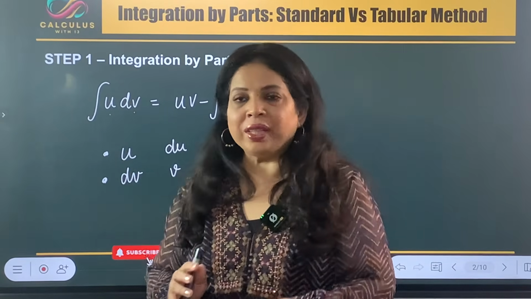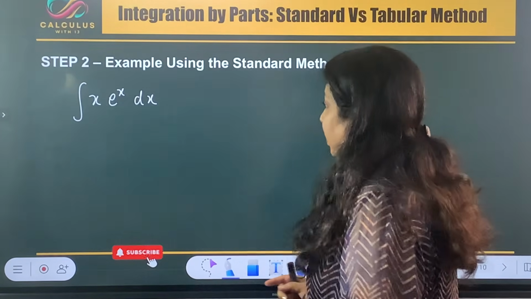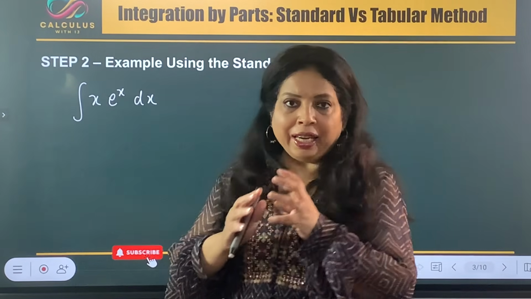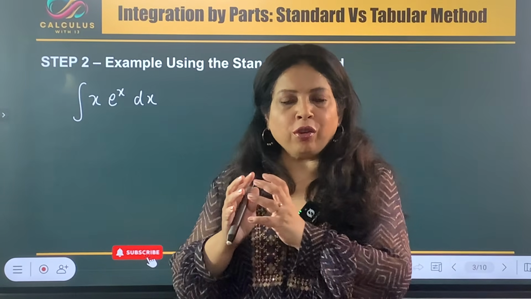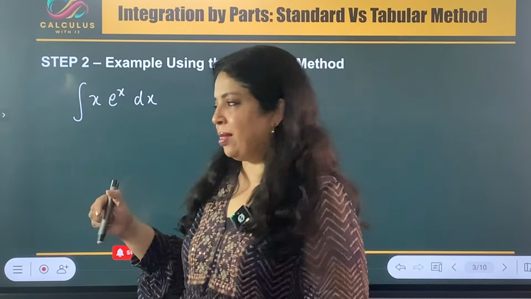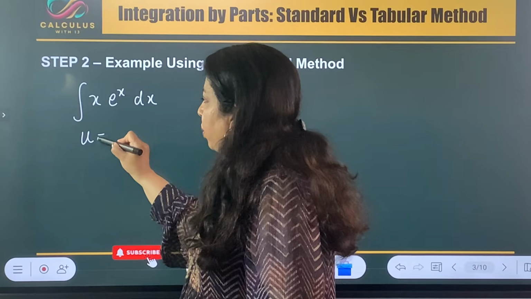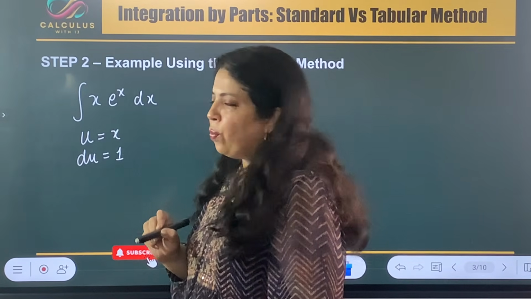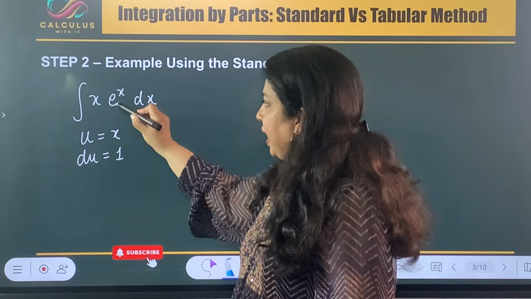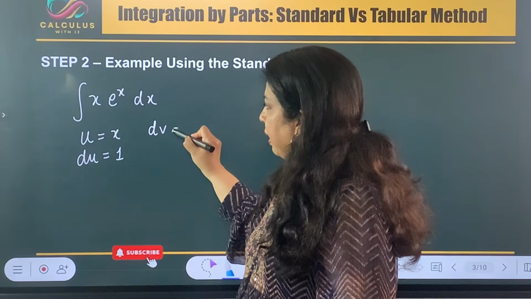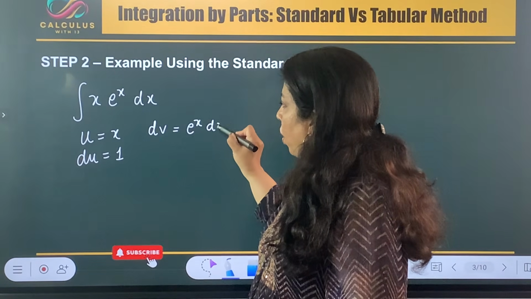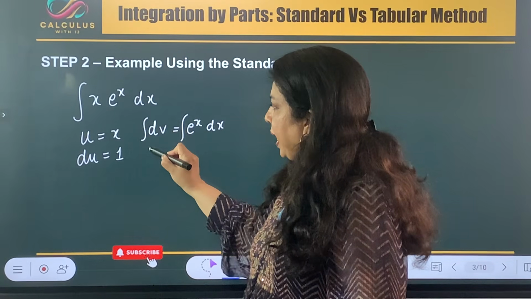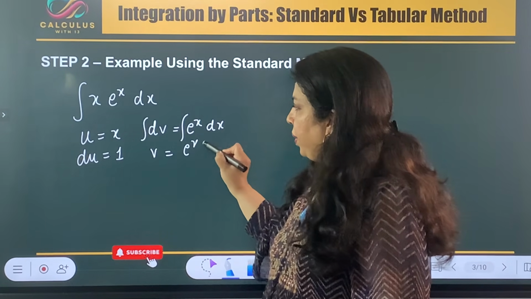So let's begin with a simple example. Here we have to find the integral of a product of x and e to the power x. Let u is equal to x, then its derivative is du, which is equal to 1. Let's take e^x dx as dv. On taking integral of both the sides, we get v is equal to e^x.